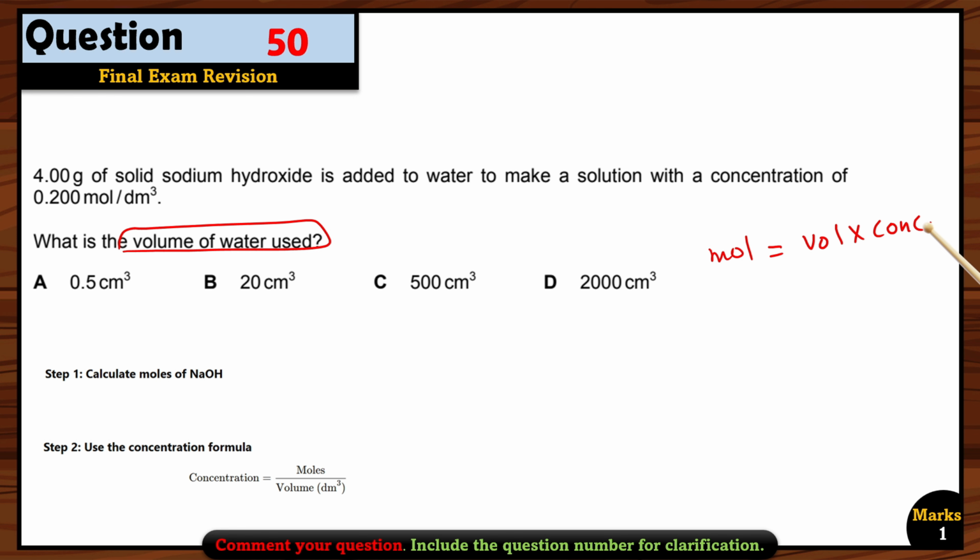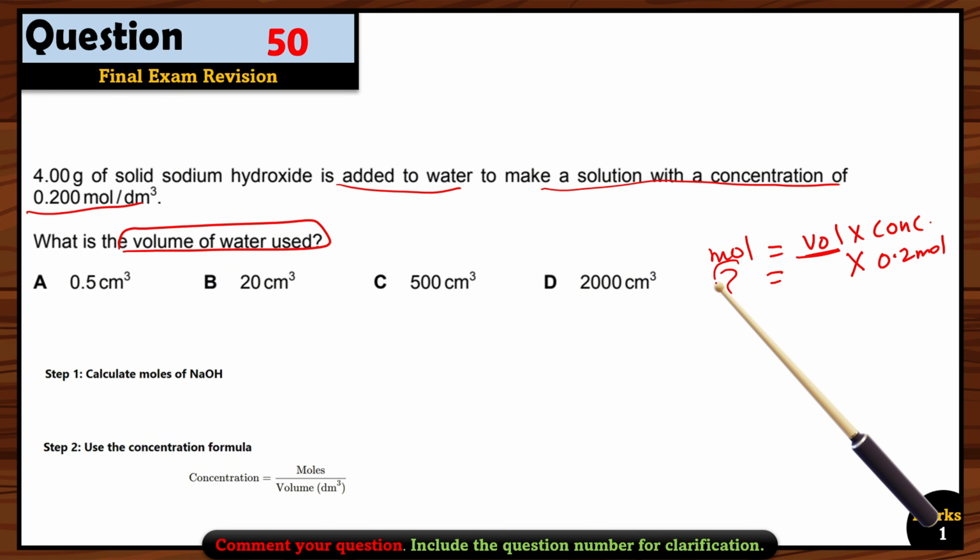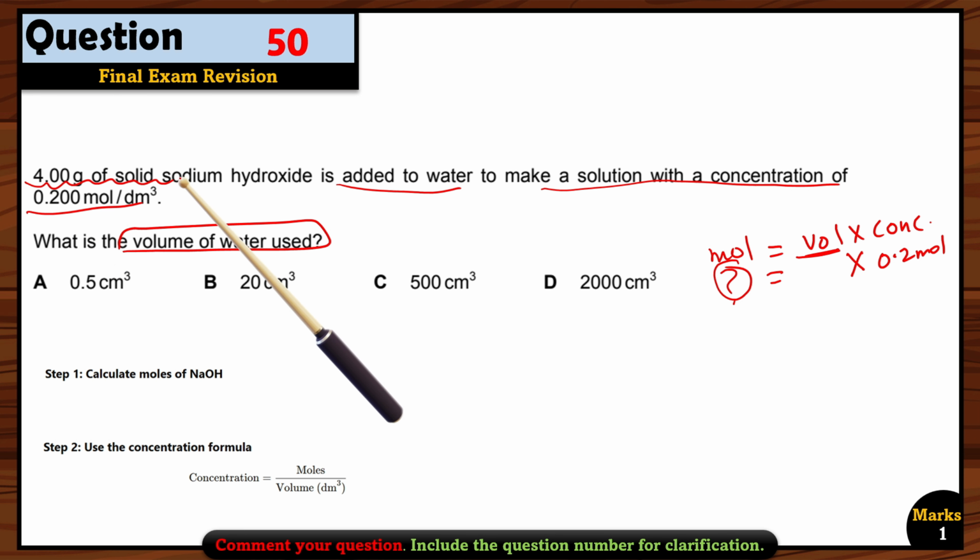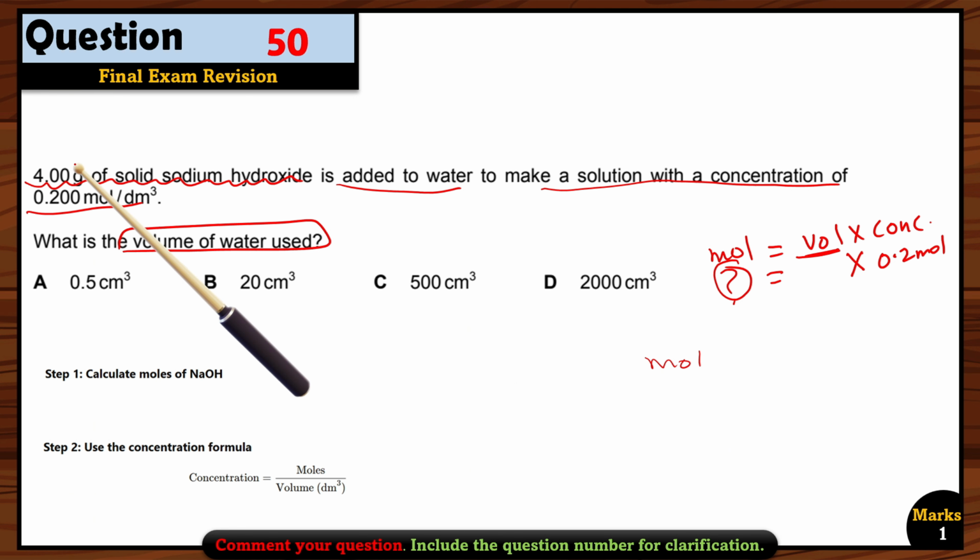So the sodium hydroxide is added to water to make a solution with a concentration of 0.2 mole. We already know the concentration, that is 0.2 mole dm cube, but we don't know the moles because we have to calculate the volume, right? But we have to find the number of moles also. So what we have to do now is find another option. Do we have any other information? Yes, we have another information about sodium hydroxide, that is 4 grams. So we can easily calculate now the moles of sodium hydroxide.